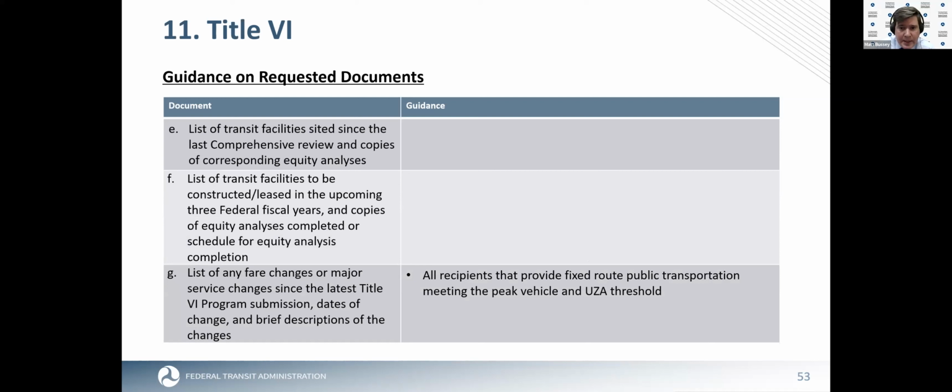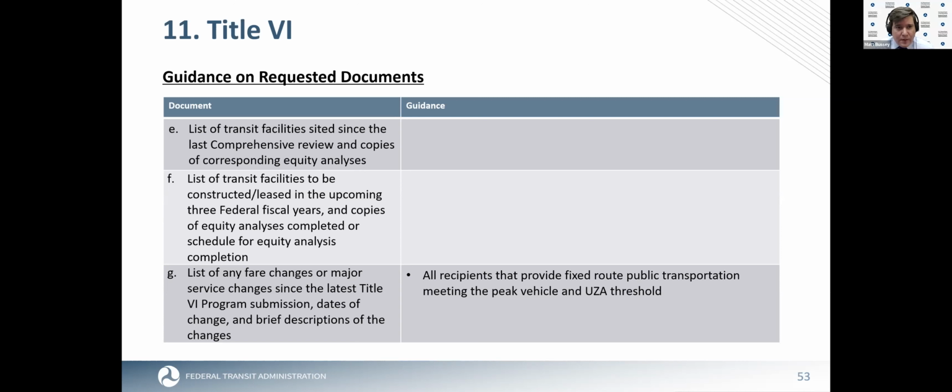Next up, for item E, you want to provide a list of transit facilities that you sited or constructed since the last comprehensive review, and you'll want to provide copies of the corresponding equity analyses for those. Occasionally there's a little misunderstanding about this. This applies to you whether you reach the Title VI threshold or not. So even if you're below that threshold and you have fewer than 50 vehicles in peak service and you're not in a 200,000 UZA, then it's still a requirement that you do an equity analysis for new transit facilities that you site or construct. So just keep that in mind and have those available, submit those to your reviewer.